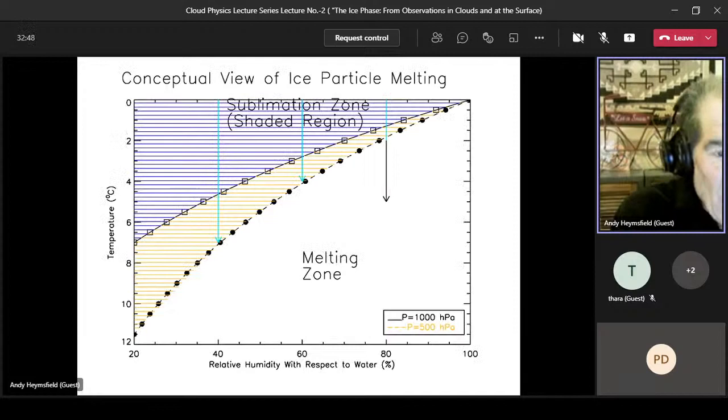Okay, so now I want to go on to a little thing that was of interest to me for a long time. How warm can it snow? This is a conceptual view of ice particle melting. This is the relative humidity with respect to water. This is the temperature. What I show here is a sublimation zone. That is when an ice particle, for example, is generated aloft and then falls to temperatures above 0°C and the humidity is low, the ice particles will not melt. They will sublimate, that is, evaporate.